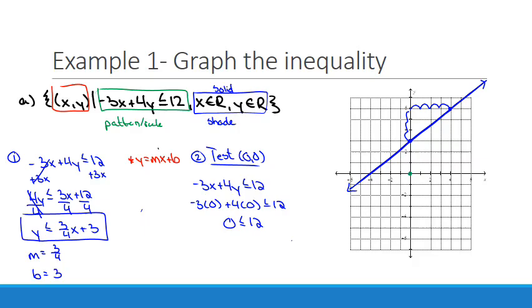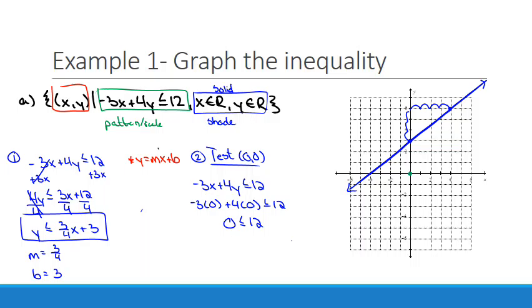If this is true, then that means the test point is in the solution region, and I would shade that region, that side of the line. If it's false, that means that test point is not in the solution region, so I shade the other side of the line. So 0 is less than or equal to 12.